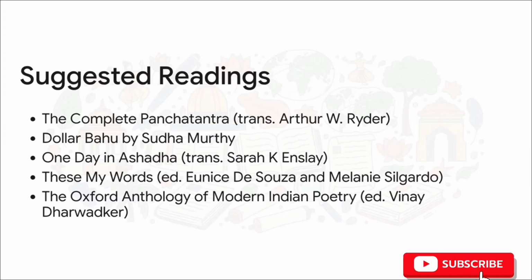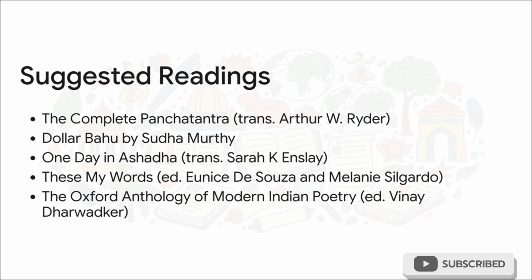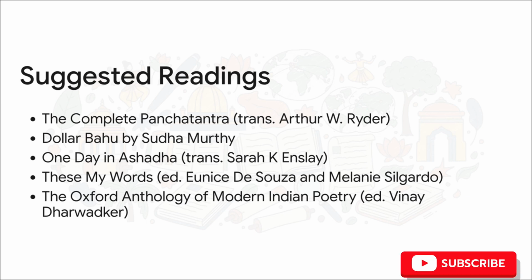Now, I want you to think of these not just as suggested readings, but as your essential companions for this course. For example, Arthur W. Ryder's translation of the Panchatantra is your go-to text for Unit 4, and the poetry anthologies by D'Souza and Dwarkar are where you'll find the poems for Unit 1. Trust me, having these books on hand will be absolutely crucial for a deeper understanding and for your exam preparation.